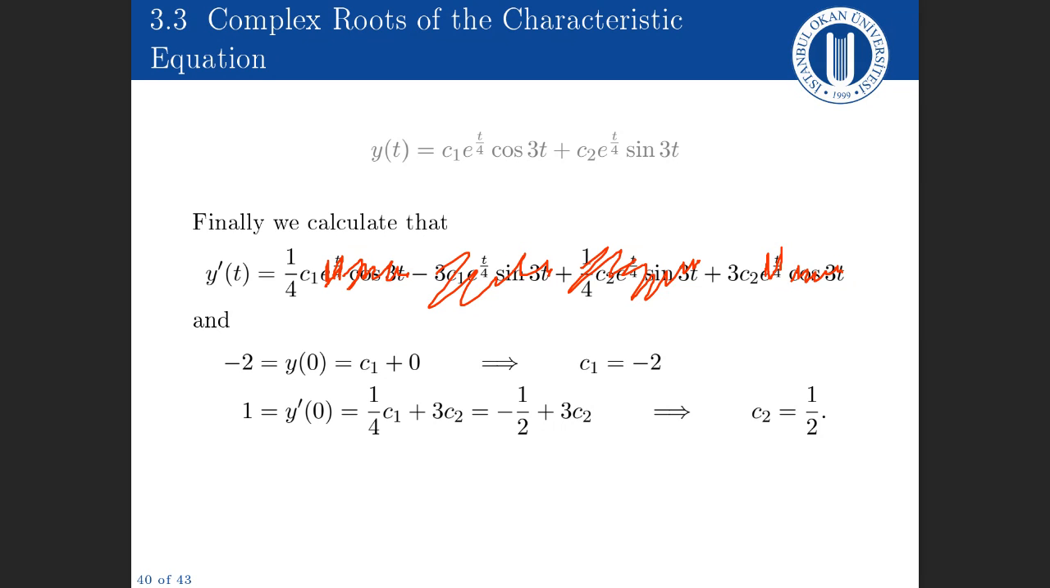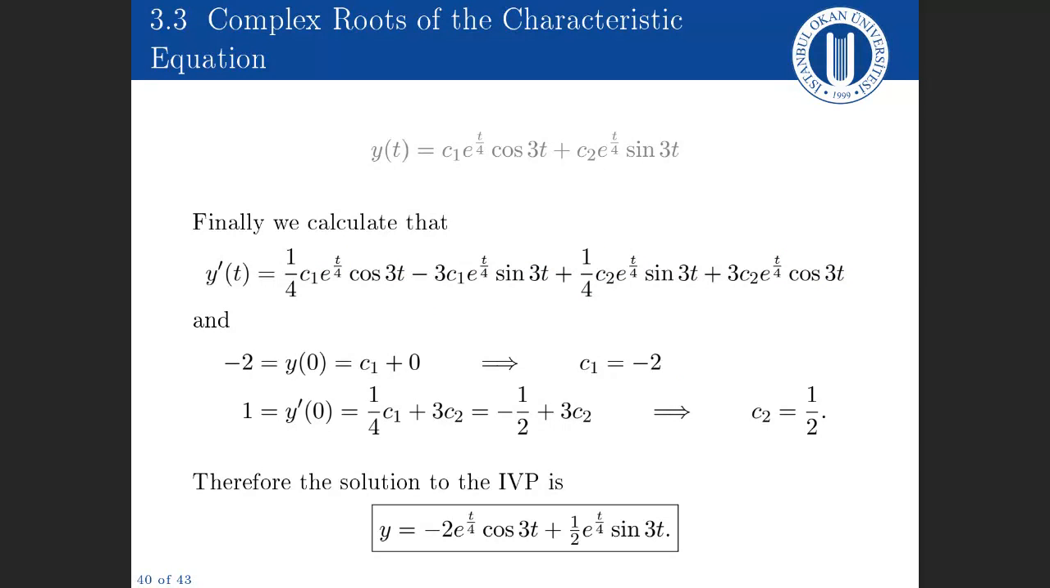I'll leave it for you to check that we must have that C1 is minus 2 and C2 is equal to a half. And then we know the answer to this problem. The solution to the initial value problem is minus 2 e to the power t over 4 cos 3t plus a half e to the power t over 4 sine 3t.